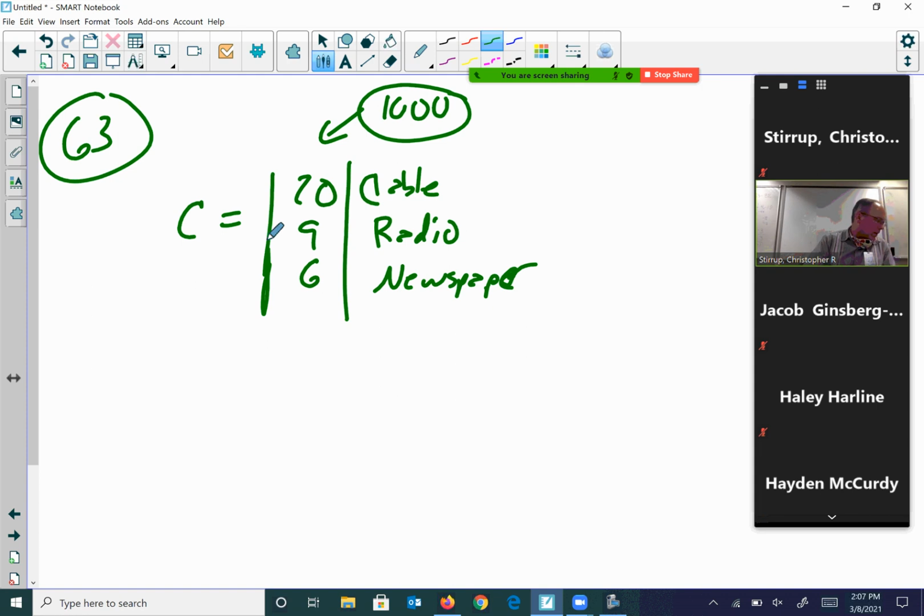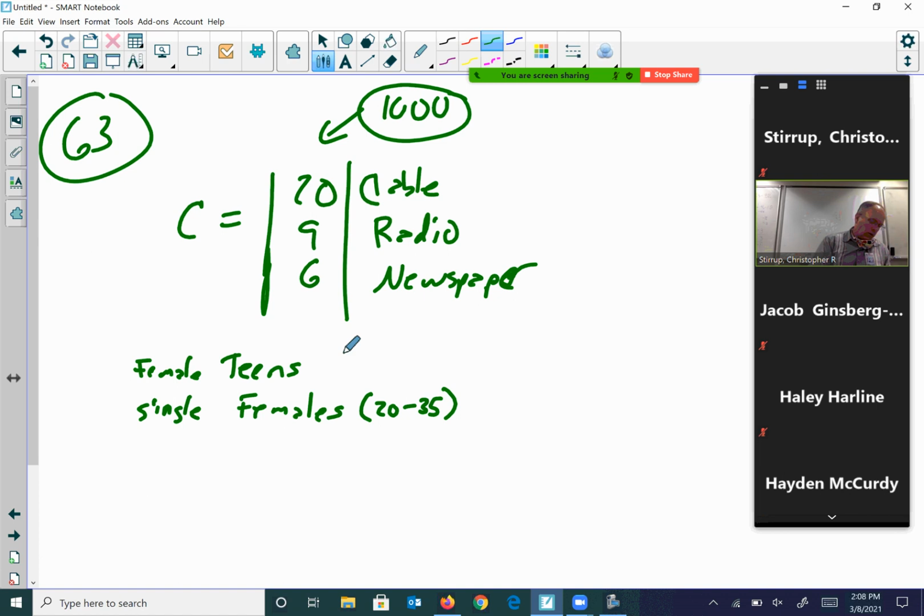Okay, so this matrix C is given by that. It says, suppose the business has three different target populations. You have female teenagers. You have single females who are aged 20 to 35. So a teenager would obviously be 13 to 19.